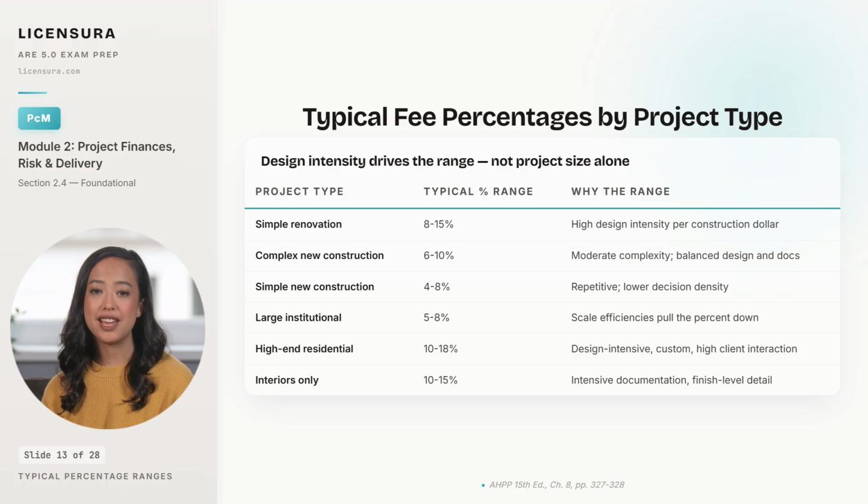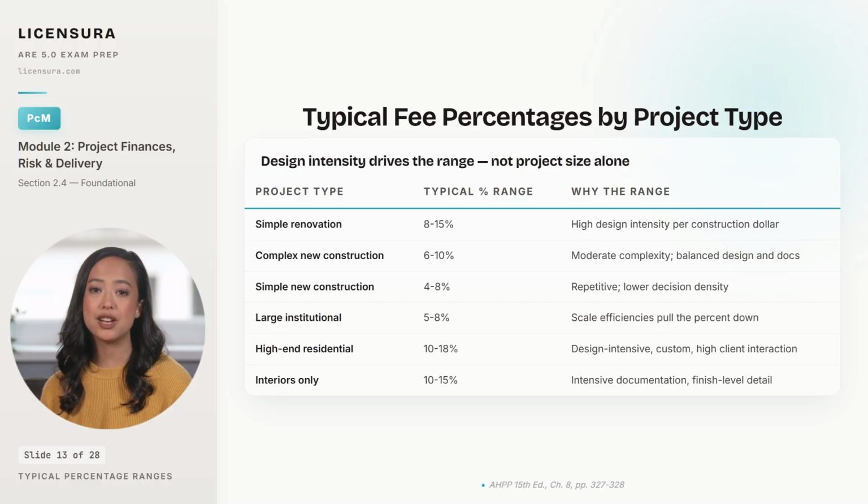A simple renovation at 8 to 15% looks high until you realize the architect is making detailed decisions about every existing condition, every patch, and every interface with what stays in place. The design hours per dollar of construction are high, so the percent has to be high. Complex new construction lands in the 6 to 10 range because the work scales more efficiently with size. Simple new construction, warehouses, repetitive buildings, sits at 4 to 8 because each square foot demands relatively little design effort.